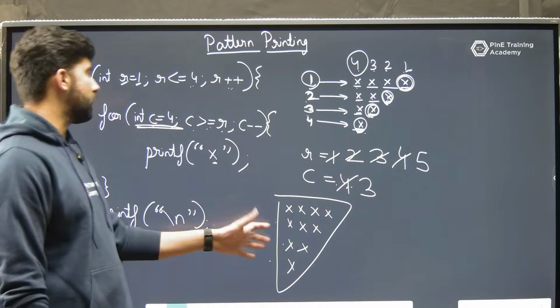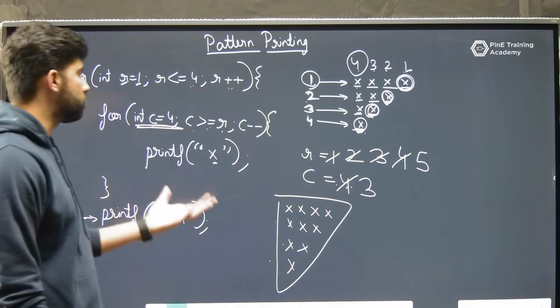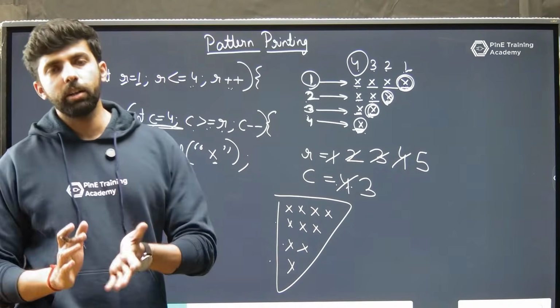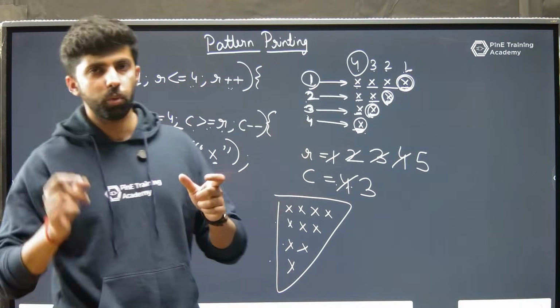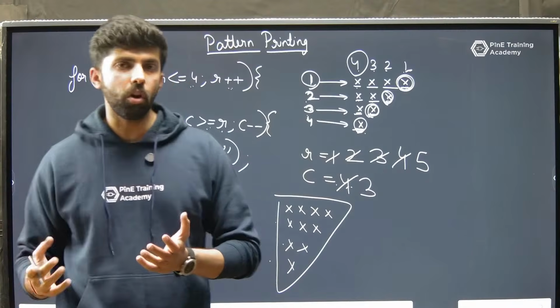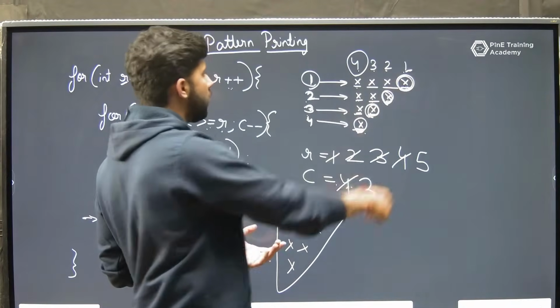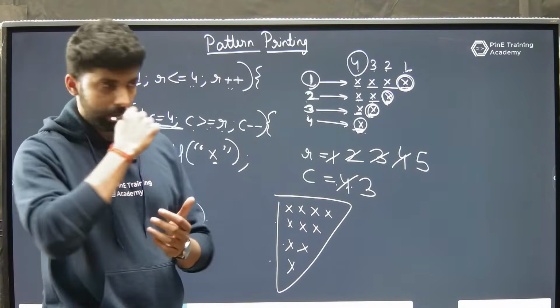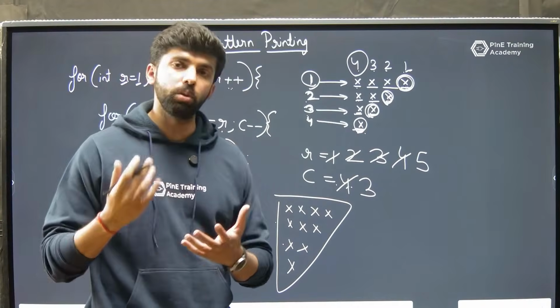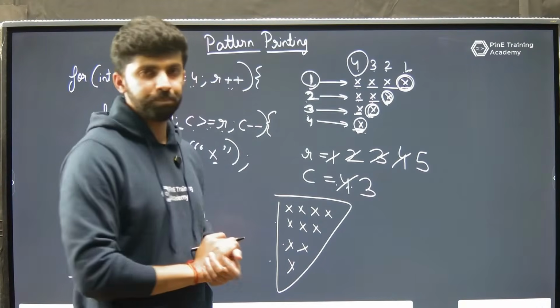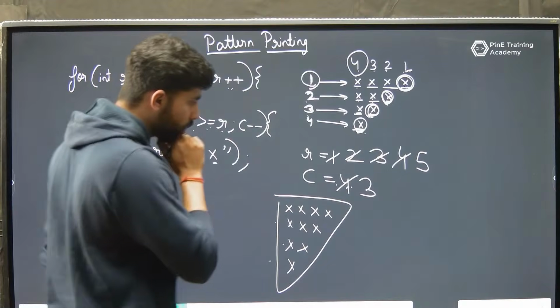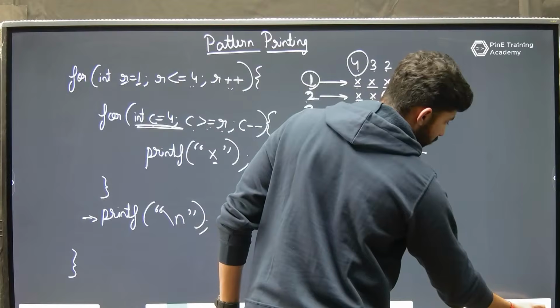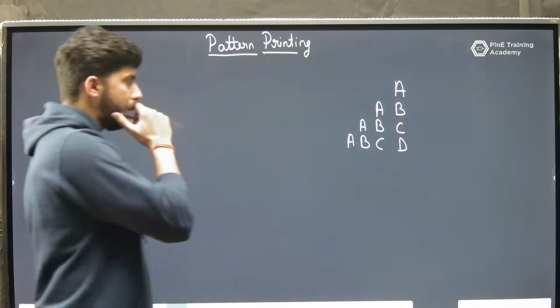So this is how step by step each of the line is working. As I said, you need to observe the pattern. You need to somehow figure out the relation between number of rows, number of columns. And if you observe the pattern, you will be able to do it. The more you practice, the better you will be able to do it. Okay. So let's look at the next pattern.